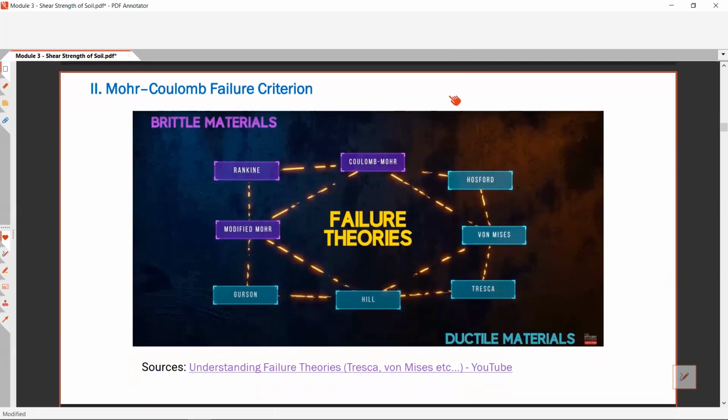For the Mohr-Coulomb failure criterion, for brittle materials we have different failure theories, and for ductile materials we also have different failure theories. This one is the source for understanding failure theories. You can check this on YouTube. Going back, these failure theories cover brittle material and ductile material. I give you an overview of these different failure theories.